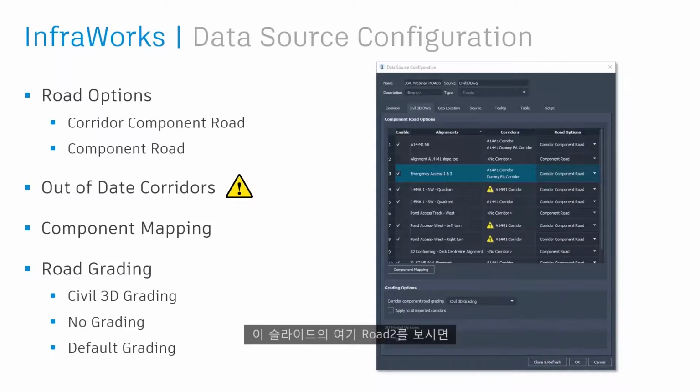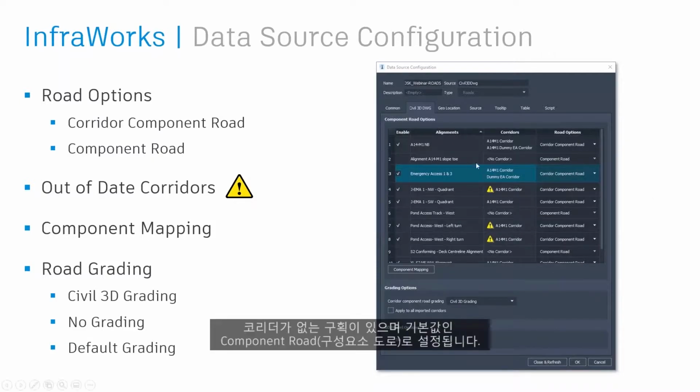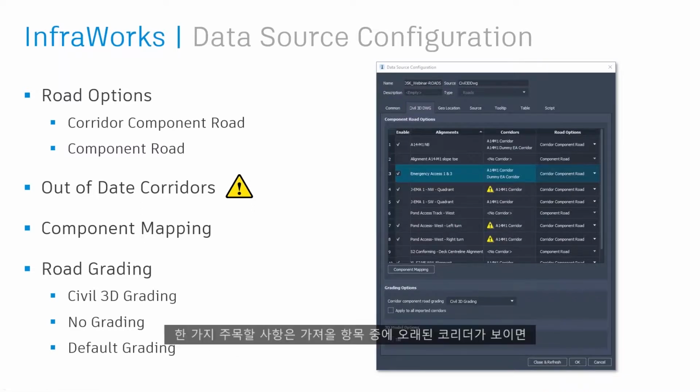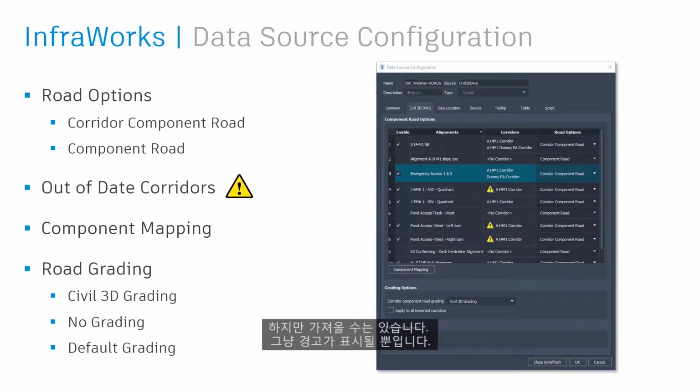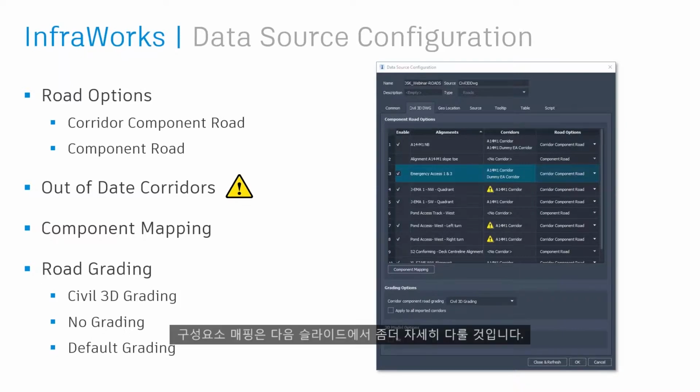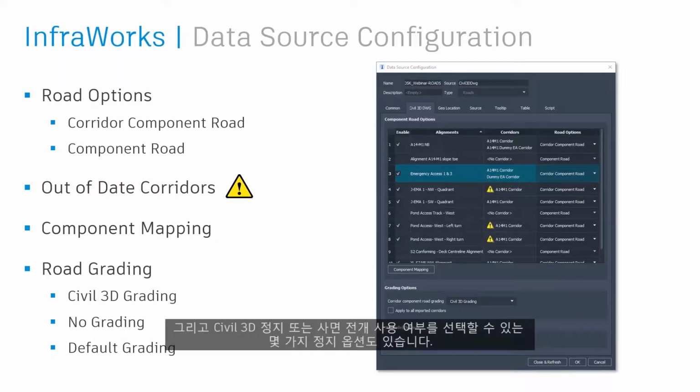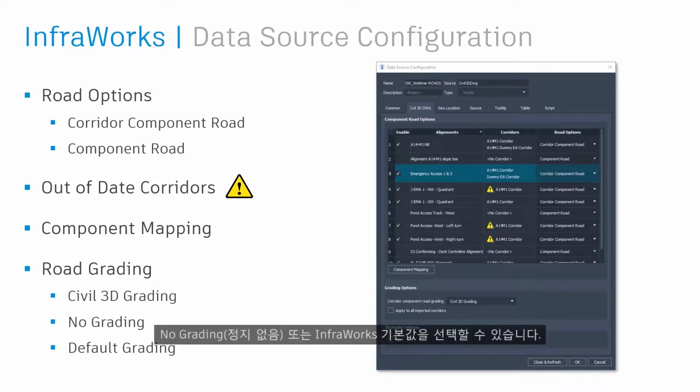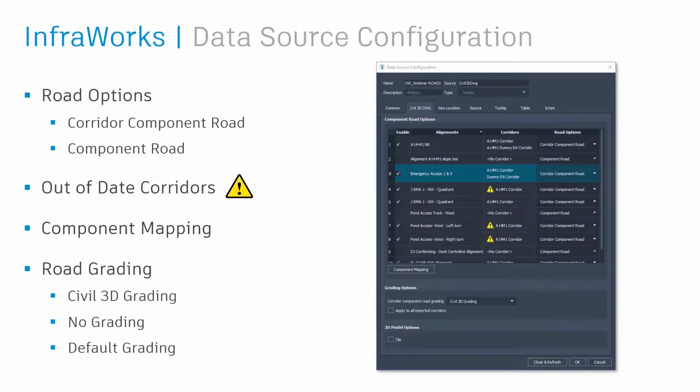And you can see on this slide here, say in row 2, we have an alignment that doesn't have a corridor. It's going to default to a component road. It's also worth noting, you'll see out-of-date corridors that are trying to be imported. They're going to be displayed with a warning symbol. They will still import. This is just receiving a warning. The component mapping is a section that we're going to cover in the next slide in just a little more detail. This is going to help us texture and create a much more visually appealing model. And then we have some road grading options where we can choose whether to use the Civil 3D gradings, our daylighting. We can choose either no grading or the Infraworks defaults.